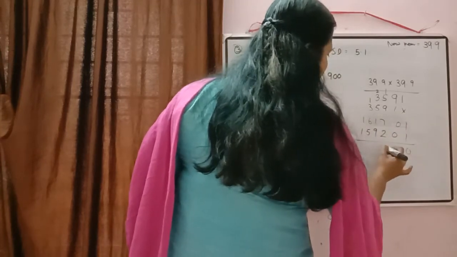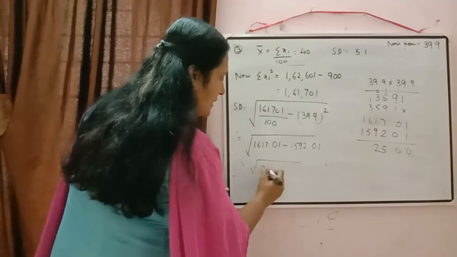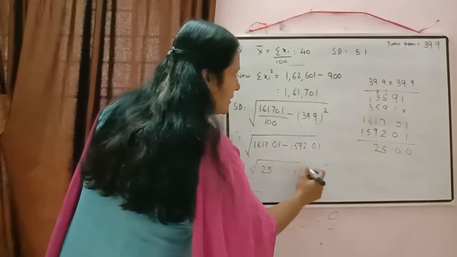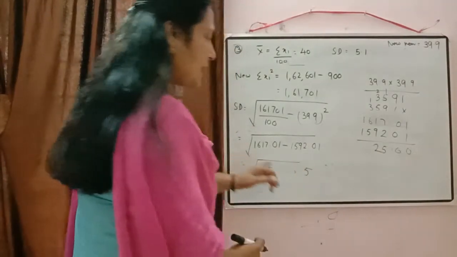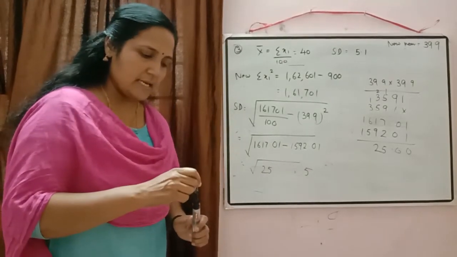7 minus 2 is 5, 11 minus 9 is 2. So we will get 25, so it will be equal to 5. So the new standard deviation is equal to 5. I hope this question is clear.